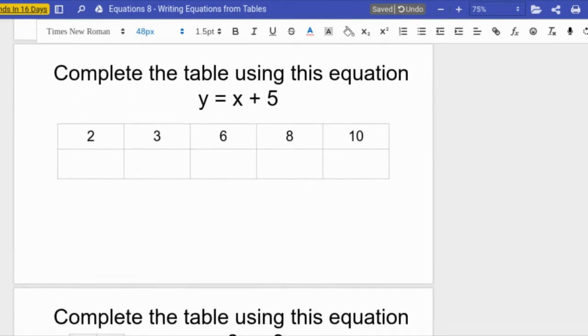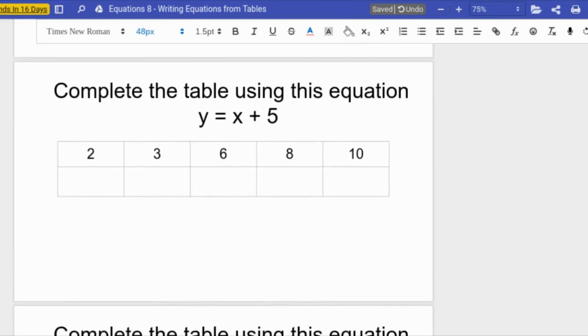Okay, so that's how we're going to get started. Go ahead and put the video on pause and fill out this table on your own, and then turn it back in and see if your answers match mine.